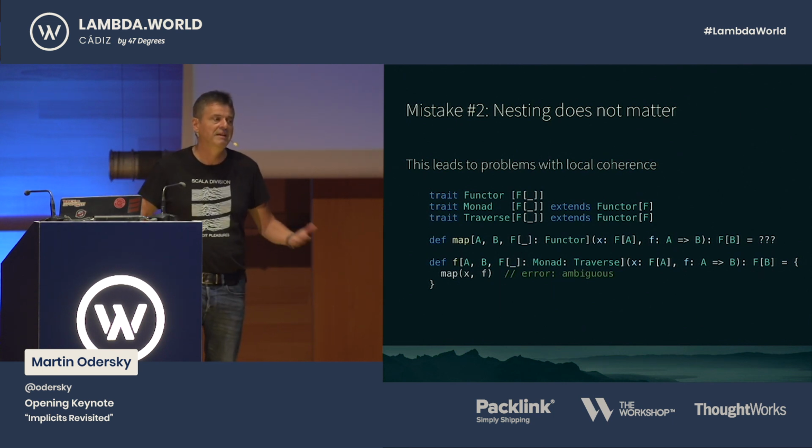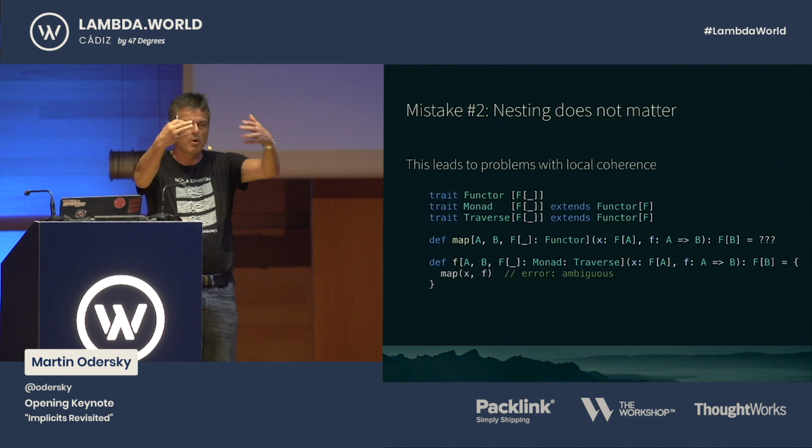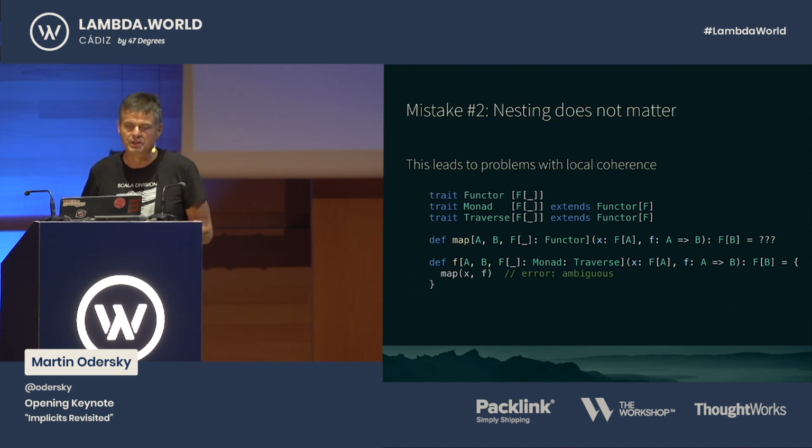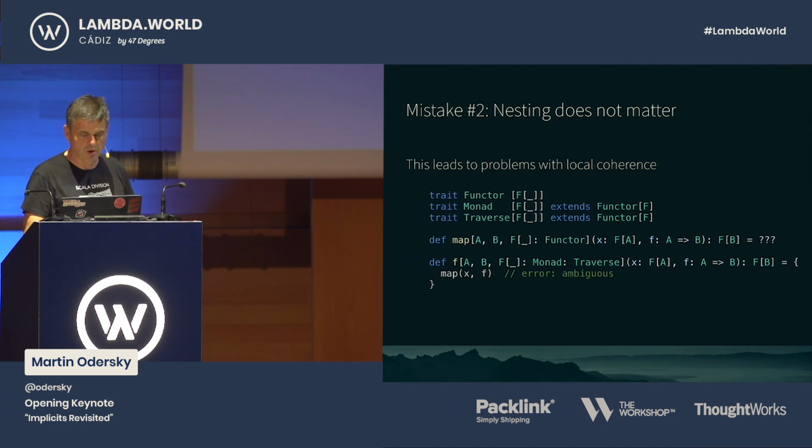And the answer, of course, is that it doesn't matter. They both extend functor, and it's that map that you should take. But the compiler doesn't know that. So it would respond with an error that it's ambiguous. That's the local coherence problem.